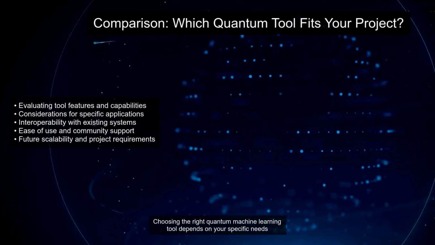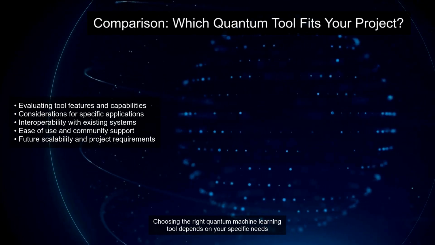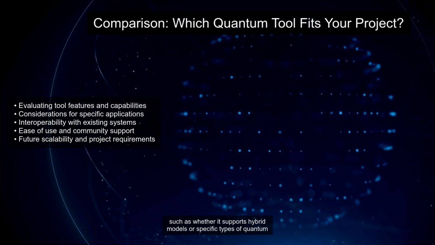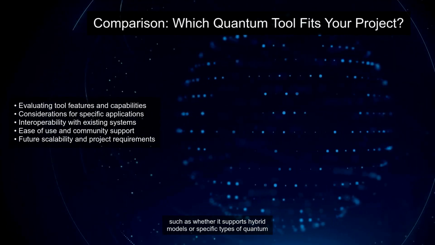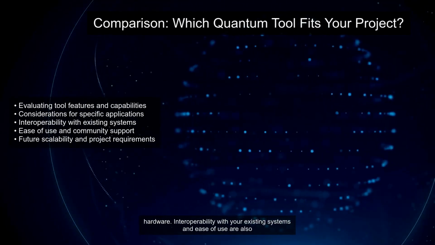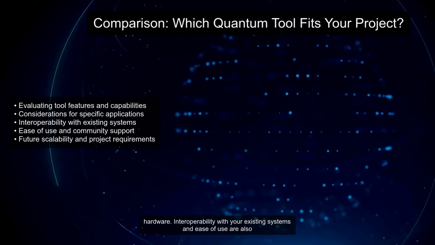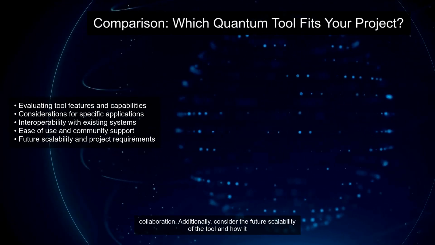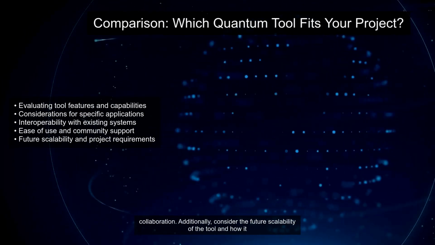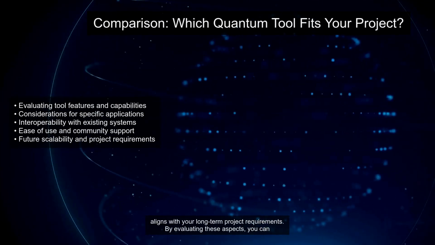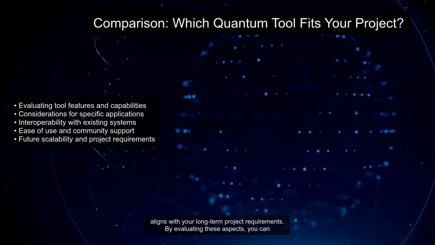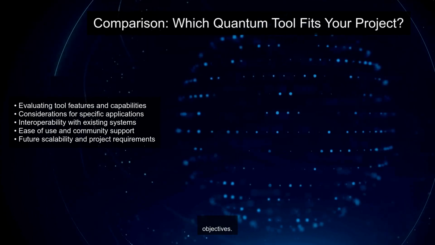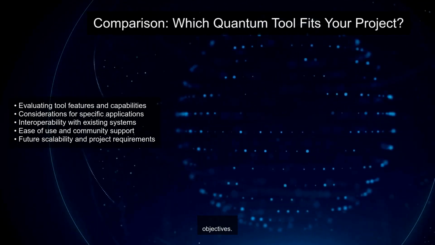Choosing the right quantum machine learning tool depends on your specific needs and project goals. Factors to consider include the tool's features and capabilities, such as whether it supports hybrid models or specific types of quantum hardware. Interoperability with your existing systems and ease of use are also crucial, as is the level of community support available for troubleshooting and collaboration. Additionally, consider the future scalability of the tool and how it aligns with your long-term project requirements. By evaluating these aspects, you can select the tool that best fits your needs and helps achieve your objectives.